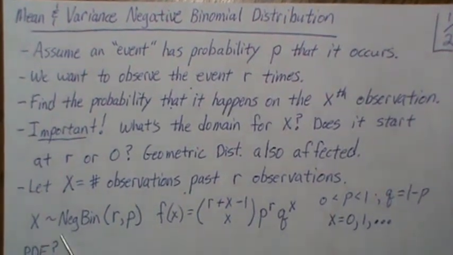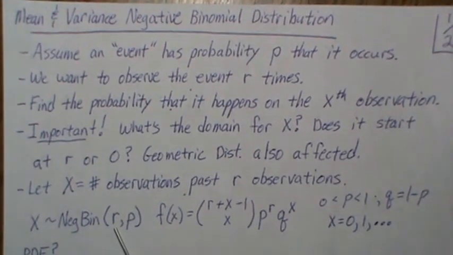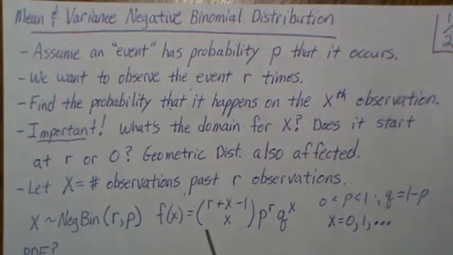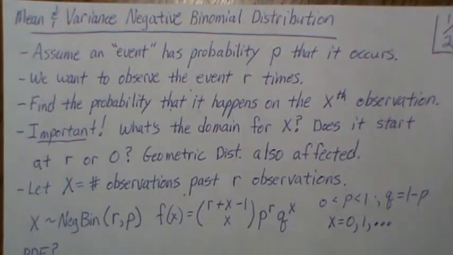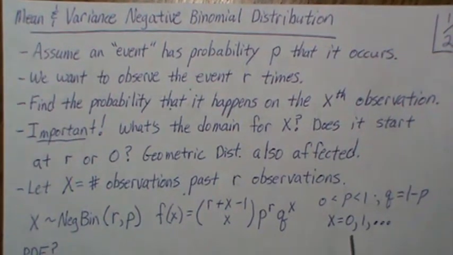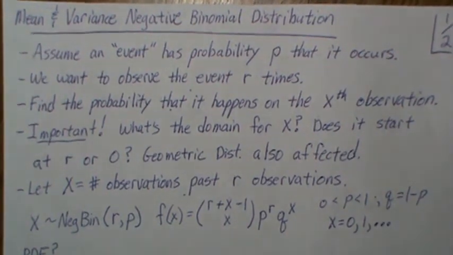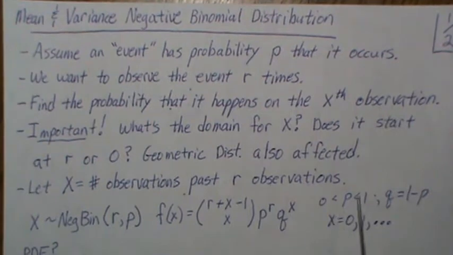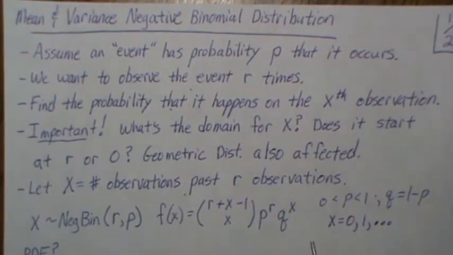So if we let X be a negative binomial with parameters R and P, then this probability mass function is this: f of X is equal to R plus X minus 1 choose X, P to the R, Q to the X, where Q is 1 minus P, and the domain is 0, 1, 2 to infinity. P is, of course, a probability, so it's between 0 and 1.